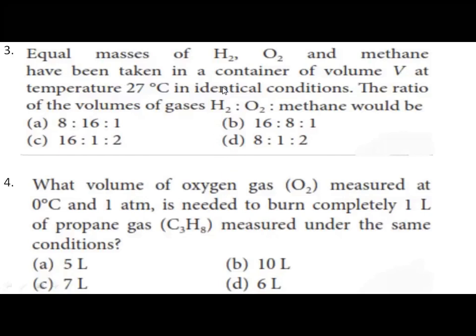Equal masses of H2, O2 and methane have been taken in a container of volume V at temperature 27 degrees Celsius. They have mentioned the temperature because it is identical, because the things occur at the same temperature in identical conditions. The ratio of volume of gases H2 is to O2 is to methane would be? So what is the ratio of the volumes?